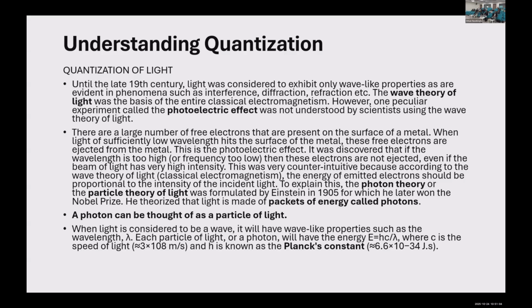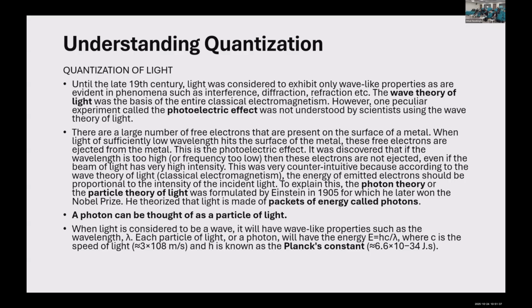When light of sufficiently low wavelength, what does it mean? When it's low wavelength, what about its energy? Higher energy, right? These free electrons are ejected from the metal, right? This is the photoelectric effect. It was discovered that if the wavelength is too high or the frequency is too low, then these electrons are not ejected, as expected, even if the beam of light has very high intensity.